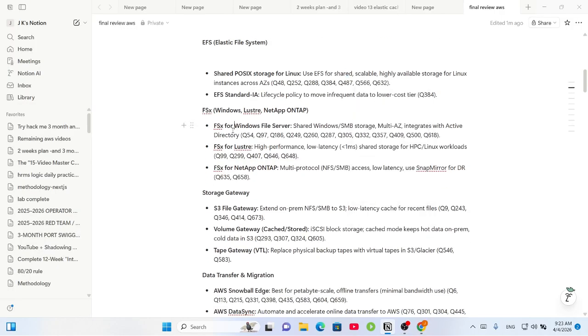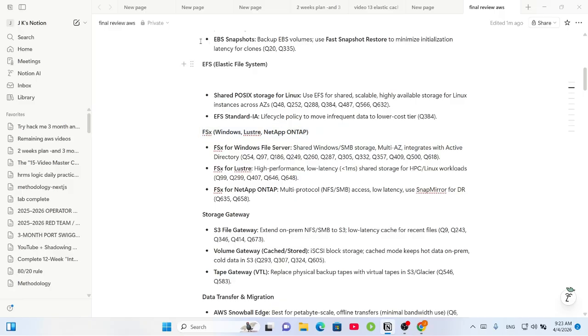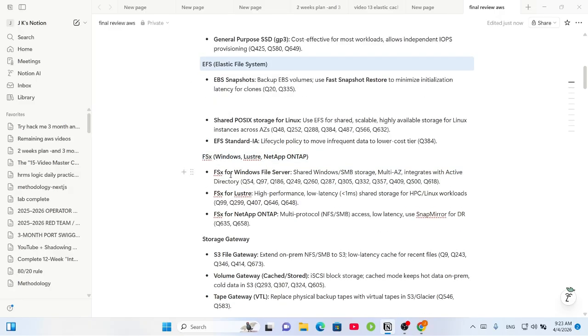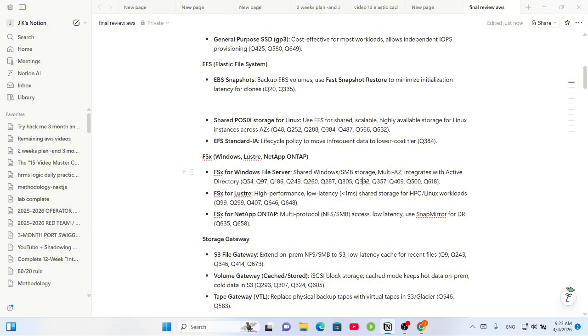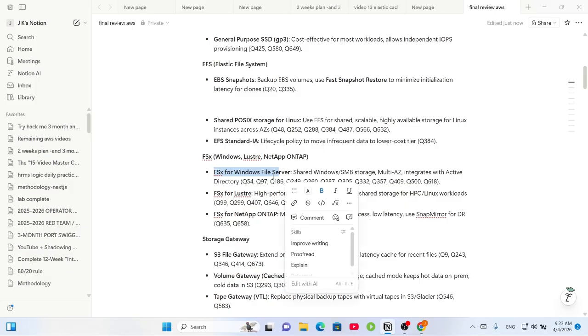And we have FSx. The concept of FSx is similar to EFS. The difference is FSx can also work with Windows file server. FSx for Windows file server works with the Windows environment, shared Windows SMB storage, and multi availability zone, and integrates with Active Directory. This has a lot of questions, 12 questions basically, so it's very important. FSx for Windows file server.